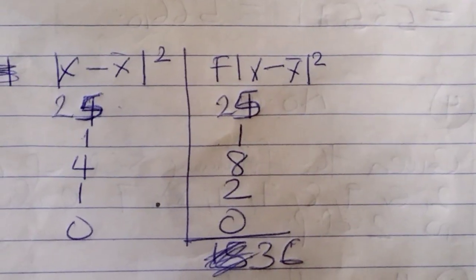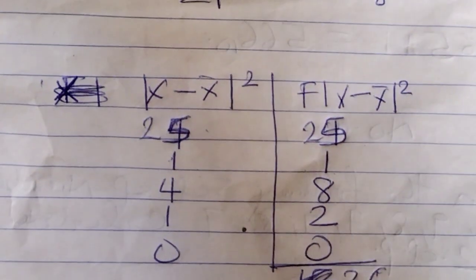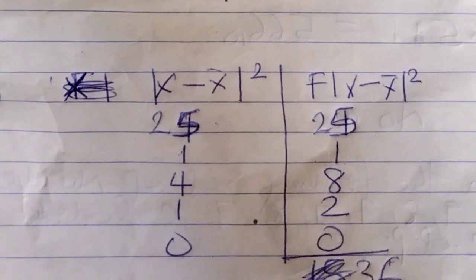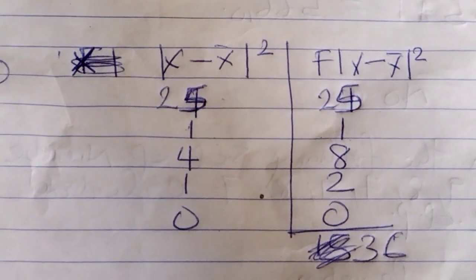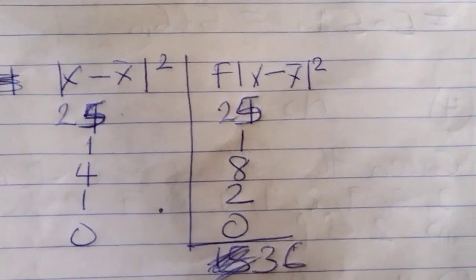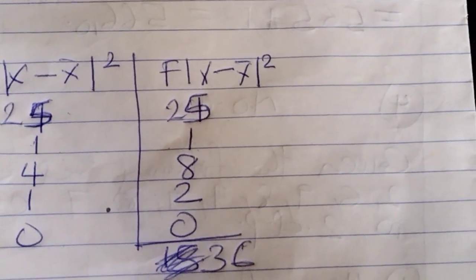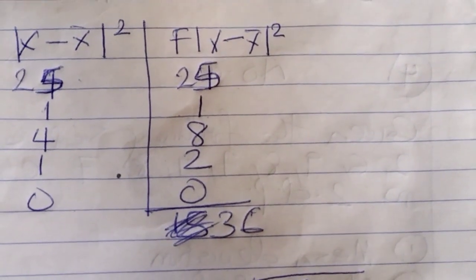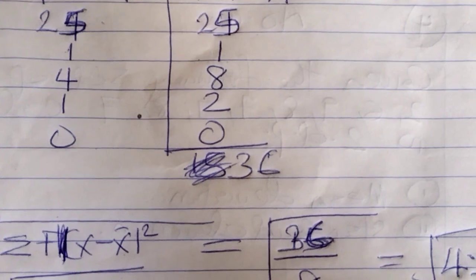So you have a clearer view. S minus S bar squared: 25, 1, 4, 1, 0. Then F into that for question 2: F into S minus S bar squared: 25, 1, 8, 2, 0. Summation gives you 36.